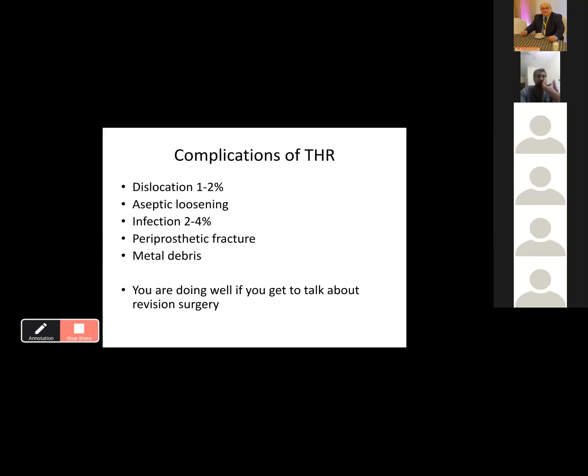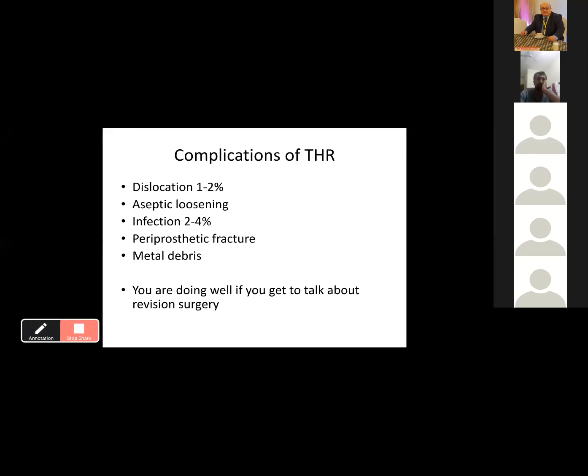So yeah, I'll move on. So what are the complications of hip replacement? About 1 to 2% of hips dislocate, and for me, dislocation is because of poor component positioning and inadequate reconstruction of soft tissues. So leg length, offset, and center of rotation weren't right. If you get these things right, it's unlikely that a hip will dislocate.